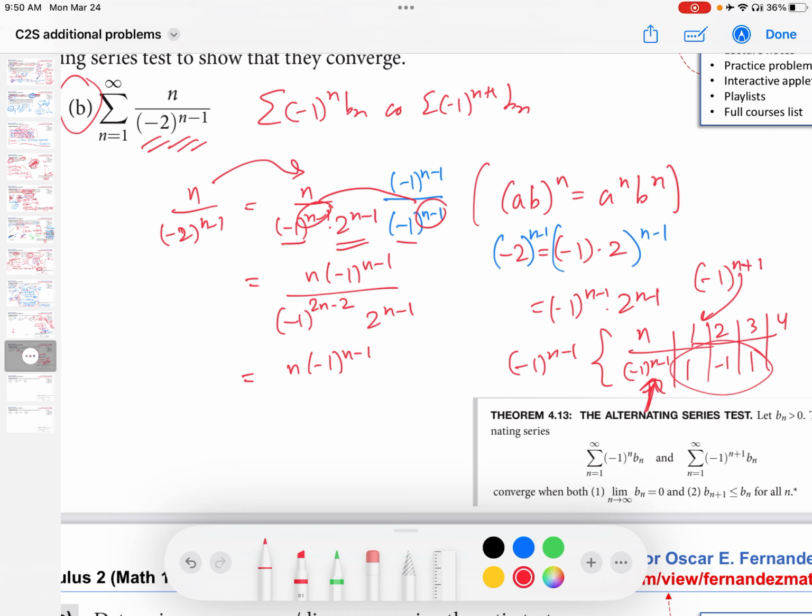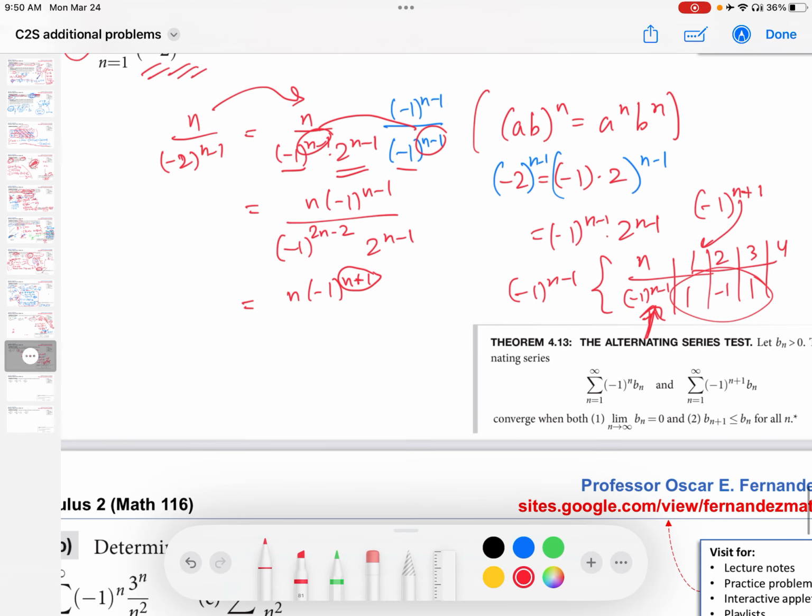So in the numerator, I can go back and replace this with n plus 1. They're the same exact outputs that are generated by minus 1 to the n minus 1 and minus 1 to the n plus 1, right, as we showed over here. In the denominator, if I look now at this term, notice what's going on.